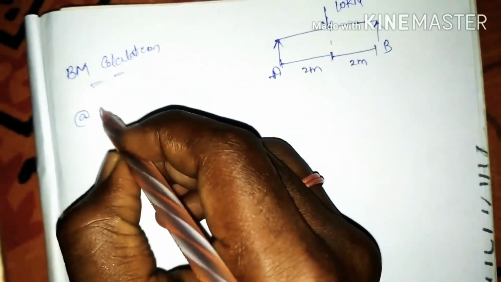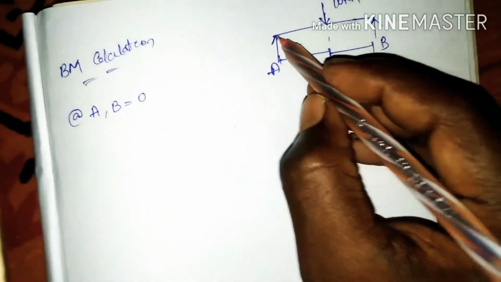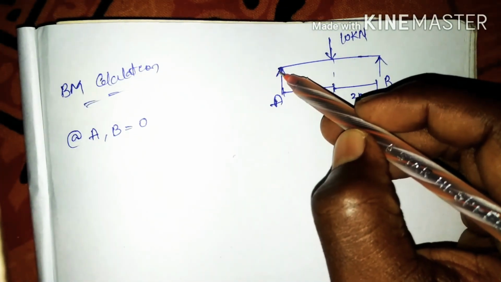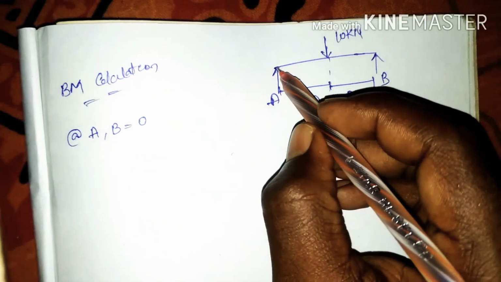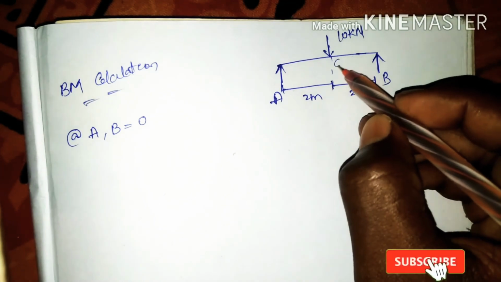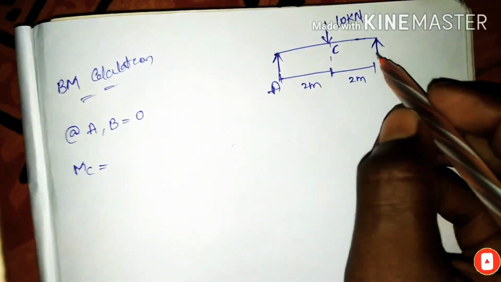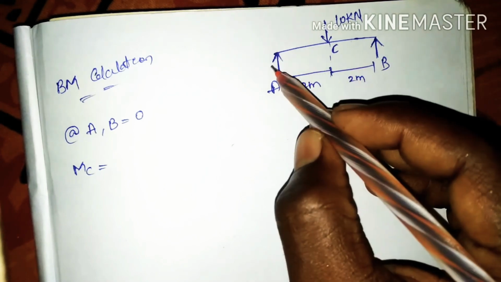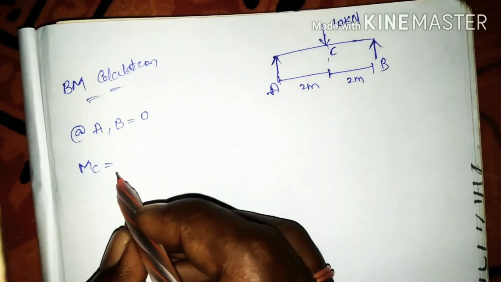At the supports A and B, we have the moment 0, because when I take the moment about A, that is 0, because there is no perpendicular distance to multiply with this, so the moment about A is 0. Similarly, the moment about B is 0. For the moment about C, we have a value. You can take it either from the B side or the A side, that is from the left side or from the right side. It gives the same value.